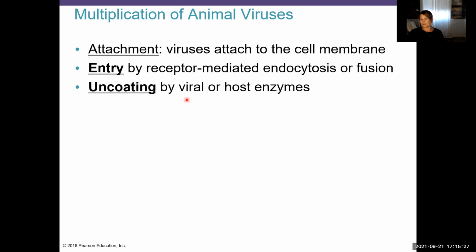Uncoating means that the capsid has to be removed from the nucleic acid of the virus, right? So with bacteriophage, it injected naked DNA. It didn't have to do any uncoating because just the DNA entered. But with an animal virus, the capsid makes it in. And so either a viral enzyme or a host enzyme has to uncoat the viral DNA or RNA, has to get rid of that capsid. That's what uncoating means. Okay, getting rid of the capsid.